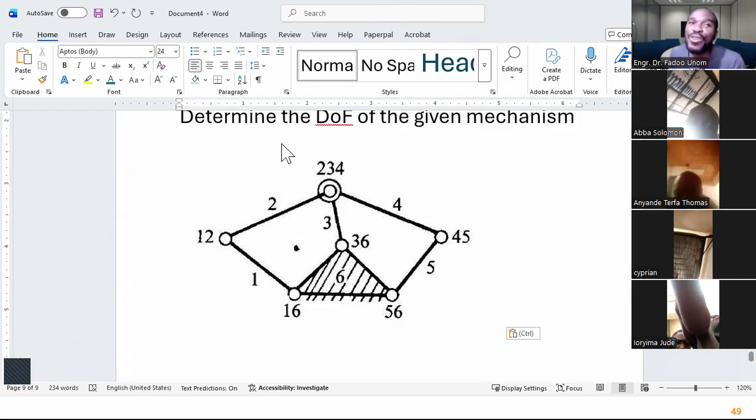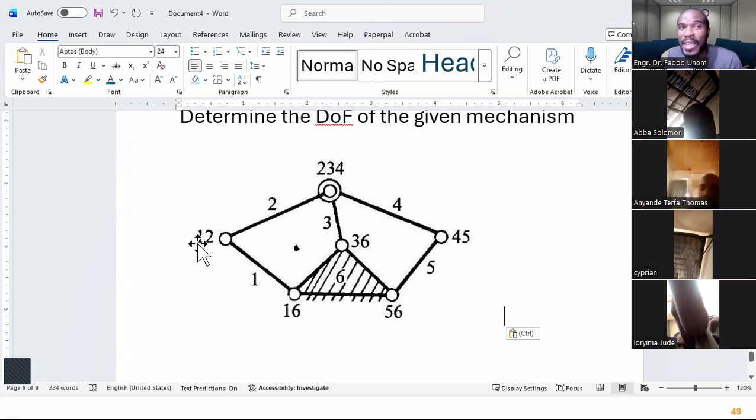Look, if you look at every joint, it tells you the links that are connected to that joint, right? This one here connects link 1 and 2. This joint here connects link 1 and 6. This joint here connects link 3 and 6. So you can easily tell which ones are binary. It's only this joint that has 3 links connected to it, and I've taught you how to get the number of binary joints per link.